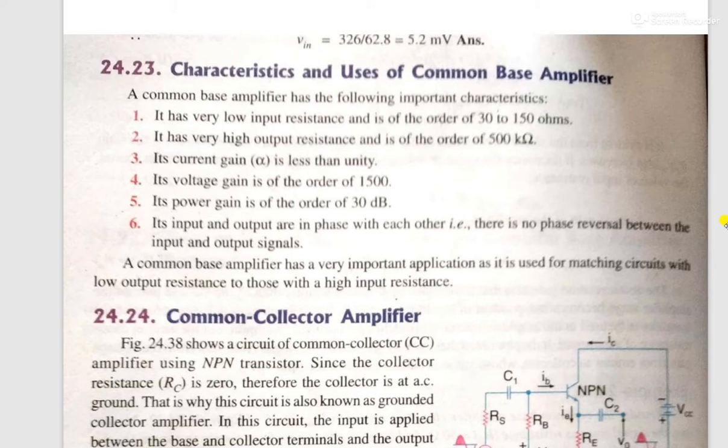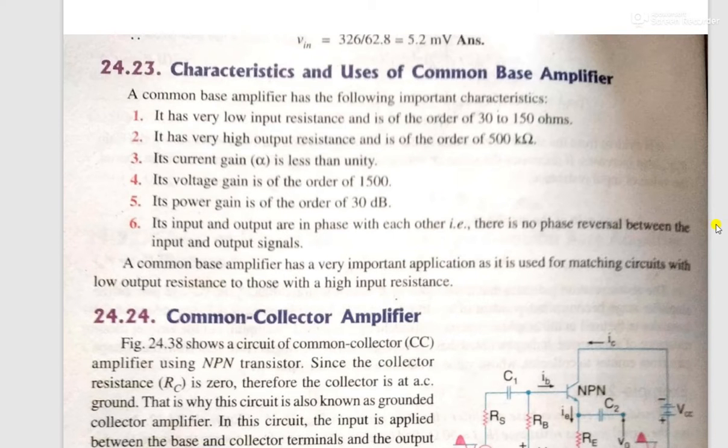Input and output are in phase with each other. That means there is no phase reversal between the input and output signal. As an application, a common base amplifier has a very important use, as it is used in matching circuits, from low output resistance to those of high input resistance.